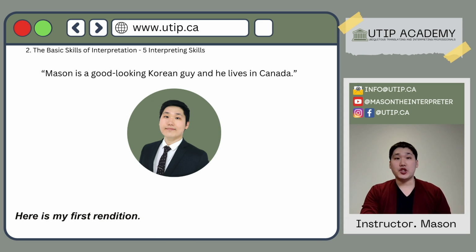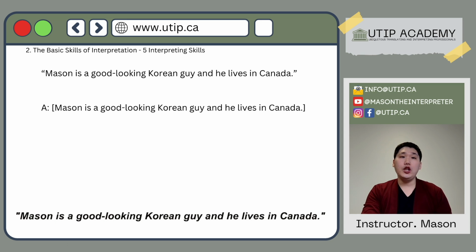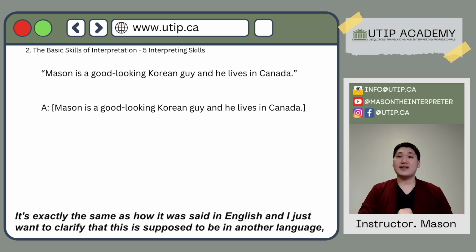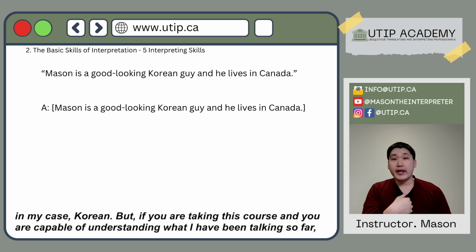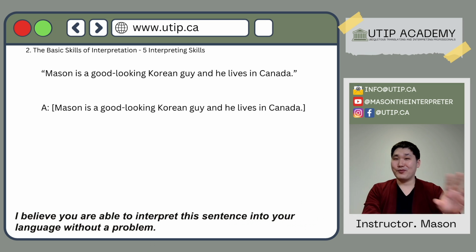Here's my first rendition. Mason is a good-looking Korean guy, and he lives in Canada. It's exactly the same as how it was said in English, and I just want to clarify that this is supposed to be in another language, in my case, Korean. But if you are taking this course and you are capable of understanding what I have been telling you so far, I believe you are able to interpret this sentence into your language without a problem.